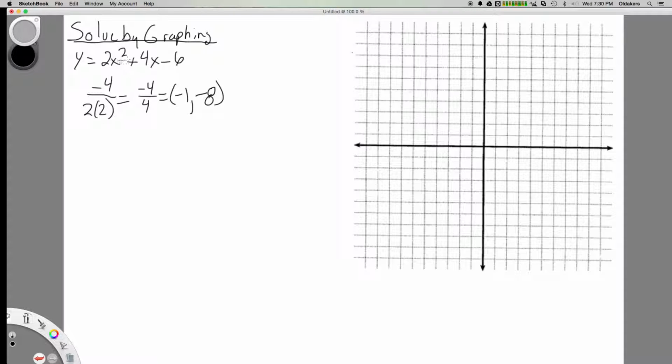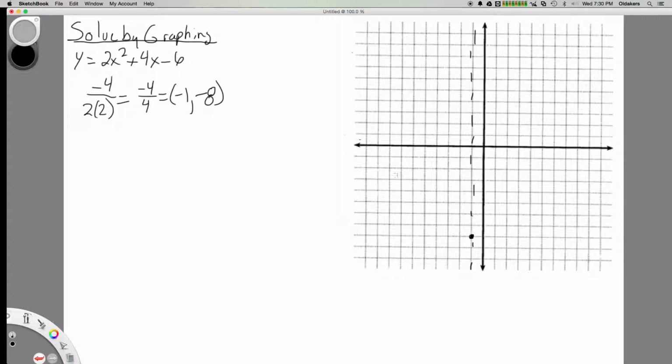I'm going to do a little work on the side here. You plug this into this function, you'll get negative 8. Again, if you're unclear on how to do that, you need to check out some of the other videos. So I'm going to plot that at negative 1, negative 8. 1, 2, 3, 4, 5, 6, 7, 8. There we are. Always good to count when you don't have them numbered off for you. There's my axis of symmetry. So I will make that a nice clean dashed line, or at least cleanish.